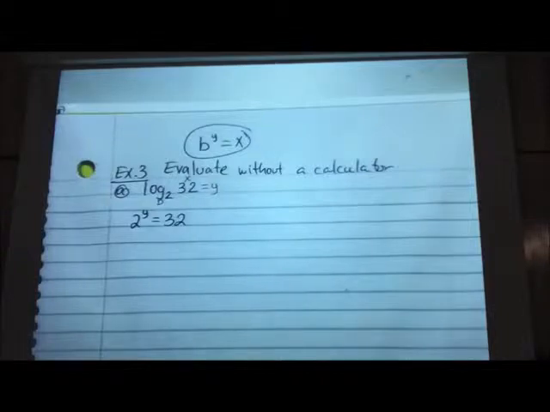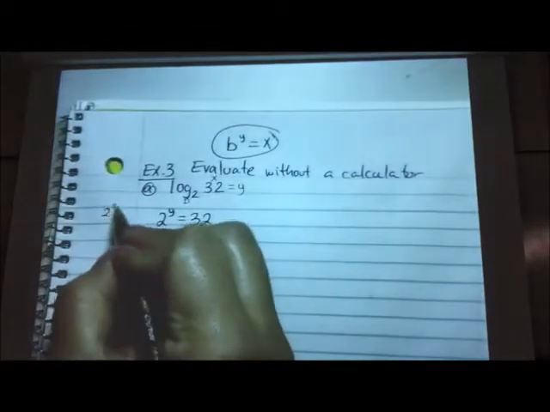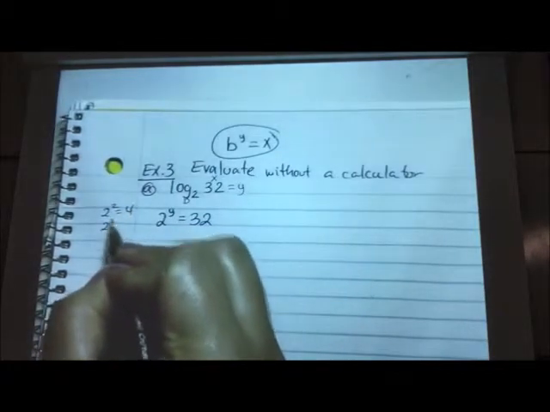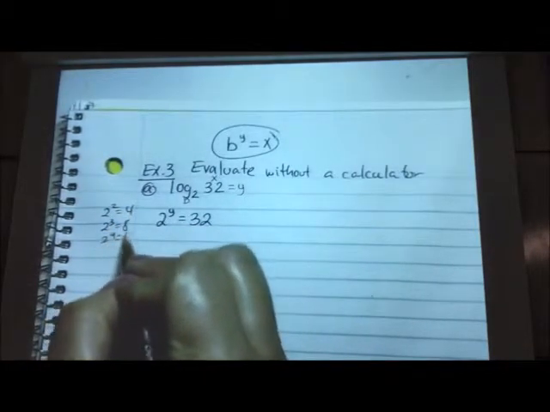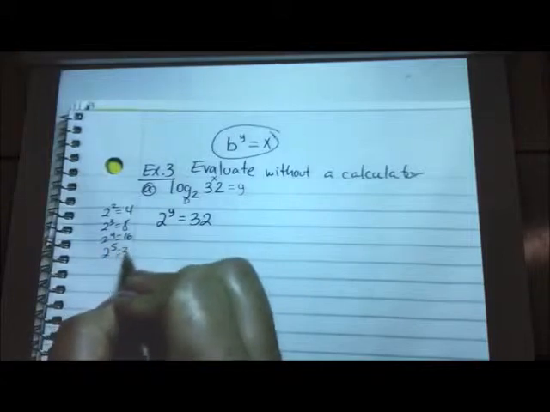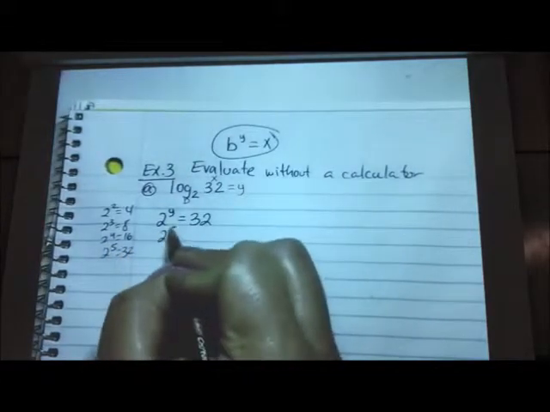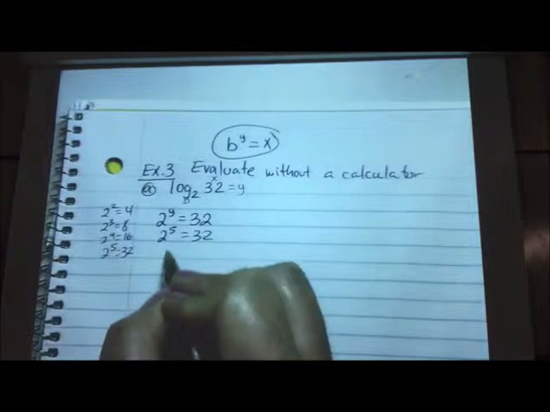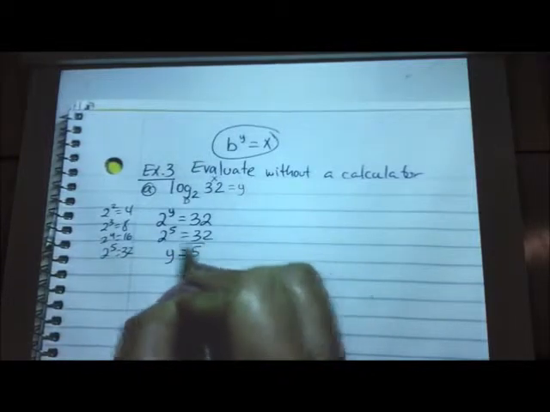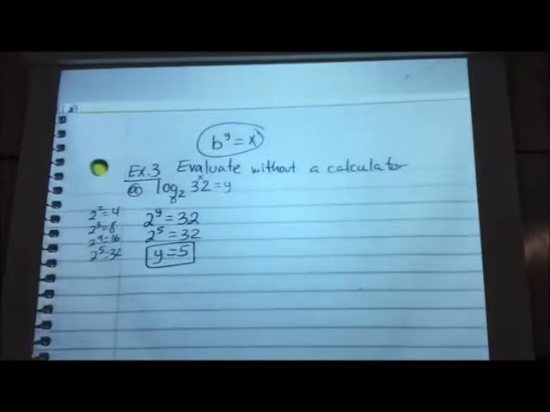2 to what power gives me 32? 2 to the second, that's 4. 2 to the third is 8. 2 to the fourth is 16. 2 to the fifth is 32. So 2 to the fifth is 32, which means y equals 5. And that's what we're trying to figure out. In the next problem, what is the value of what?